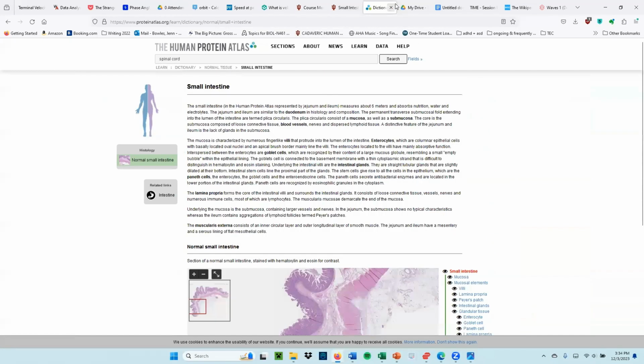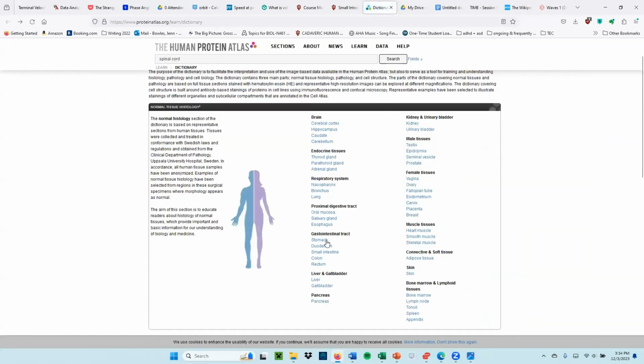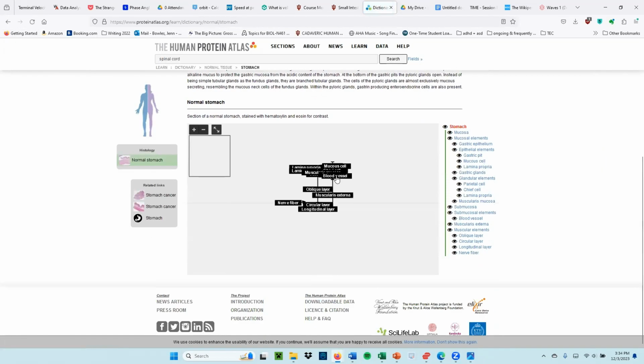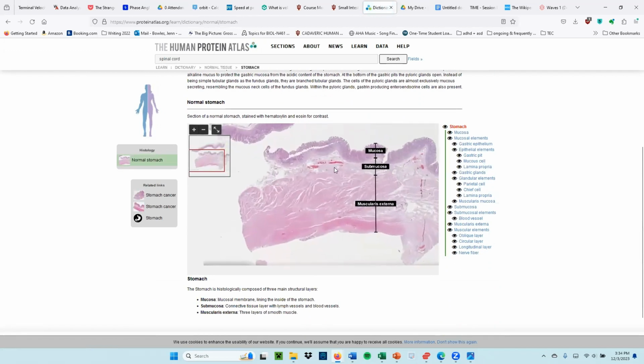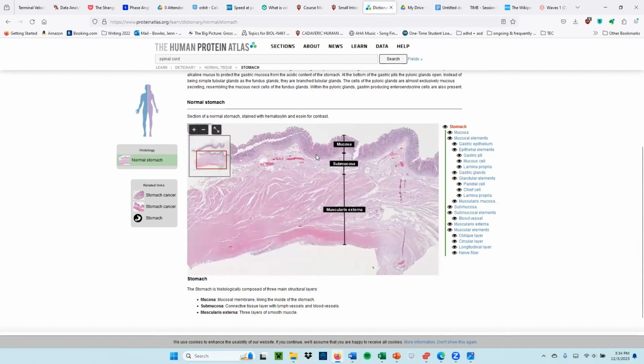So let's go ahead and finish out with the stomach. Yes, the esophagus and the oral cavity are part of the digestive tract, but we're not really going to focus on those for the lab exam.